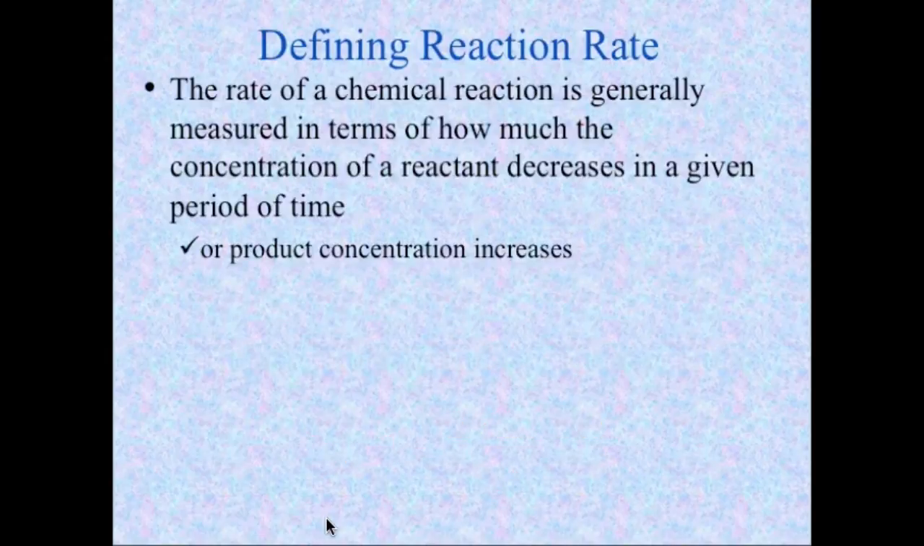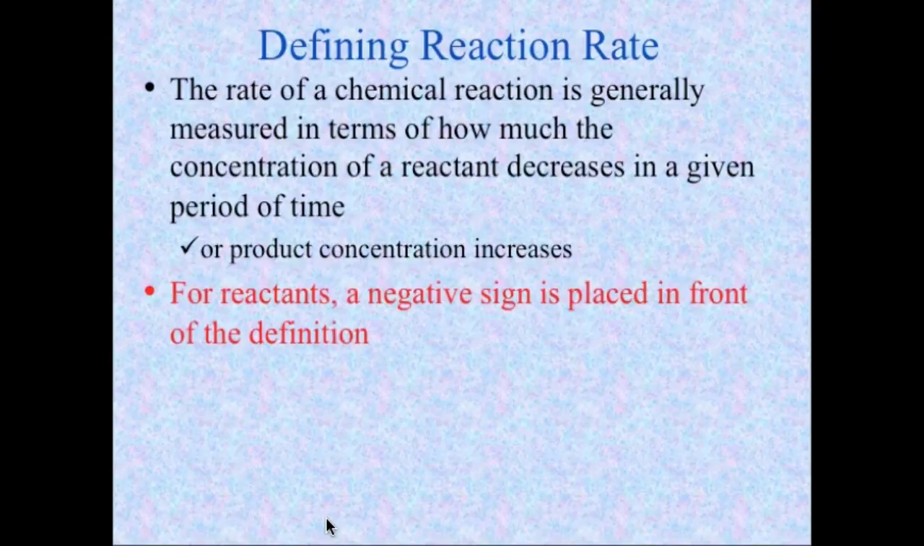The rate of a chemical reaction is generally measured in terms of how much the concentration of a reactant decreases in a given period of time. One can also use the rate at which a product concentration increases. For reactants, you must use a negative sign placed in front of the rate definition, because the reactants are being consumed in the course of the reaction.